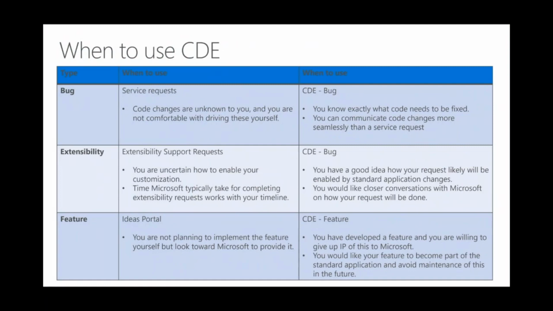And so in this case, you could actually utilize the CDE program to submit code for that feature. And if it's truly a feature that makes good sense as a standard feature for the common group of organizations using the product, then we'd certainly consider including that feature in the standard application. The upside, obviously, is that you don't need to maintain that code anymore. In fact, as you're implementing the baseline of a feature, we would be able to evolve that feature over time to make it even richer than what you have initially provided.